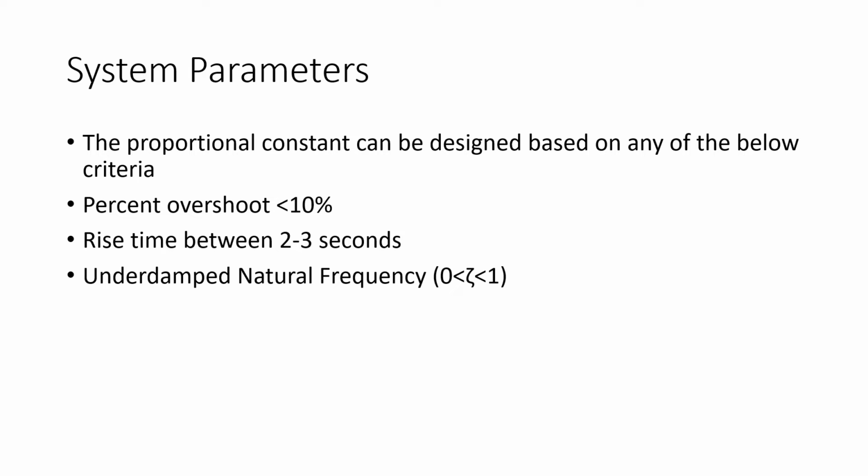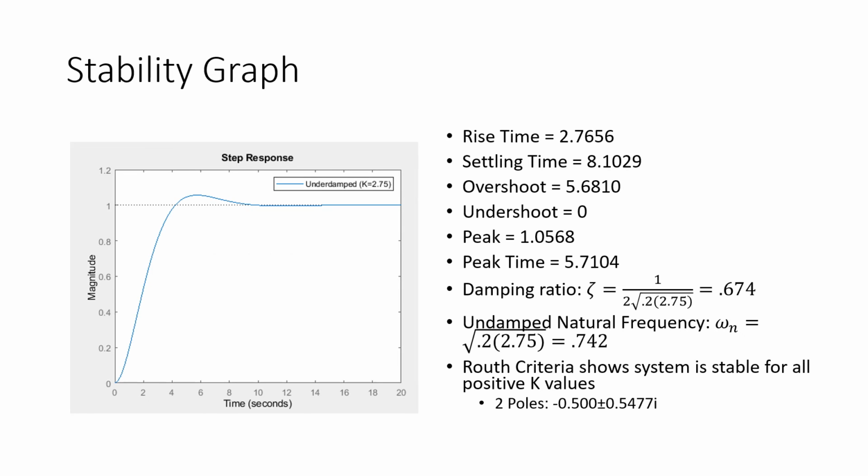system. The proportional constant can be designed based off any of the following criteria: less than a 10% overshoot, a rise time between 2 and 3 seconds, and the undamped natural frequency has to be between 0 and 1. So here we have our stability graph for the underdamped system at K equals 2.75. It was deemed that 2.75 was the best fit for the set parameters.